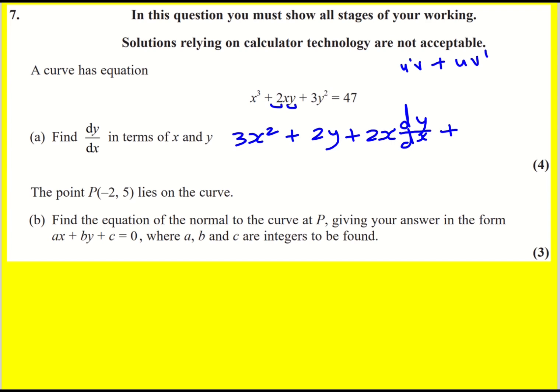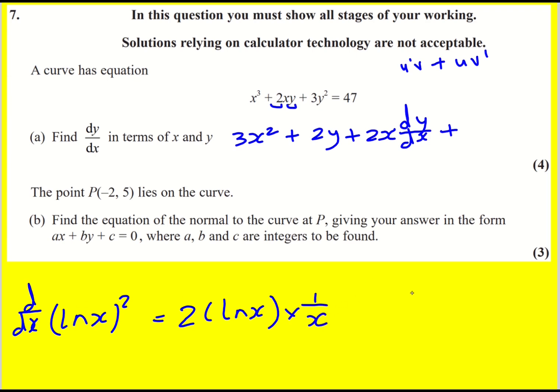And then for 3y squared, I need to use the chain rule. Just like if you had, say, 3 ln x all squared. Actually, let me just ignore the 3. If I differentiated ln x squared, I would bring the power down. It's like I'm doing the outside bit, it's something squared. So I get 2 ln x, and then I times by the derivative of the inside. I'm using the chain rule here, just a quick version of it.